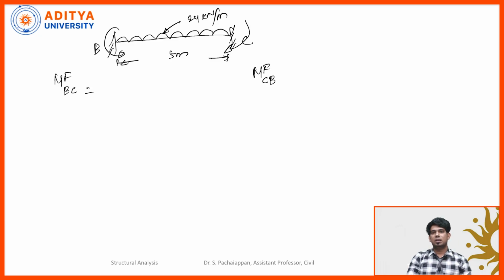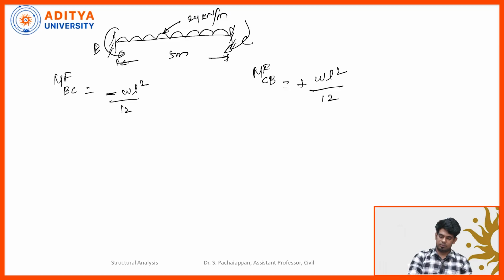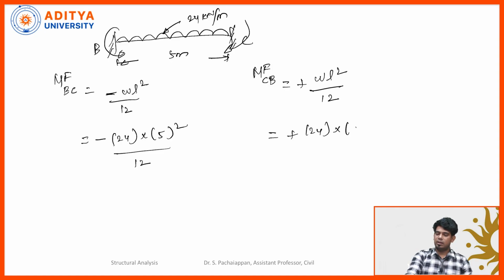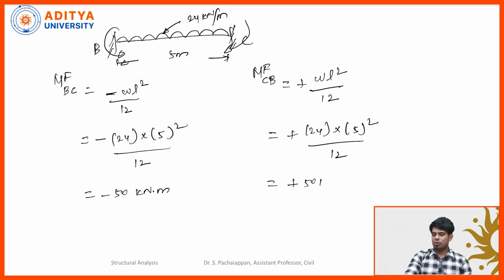The span is 5 meters. Let's write the equation. So this is minus WL square by 12. Here we are going to have, because the clockwise direction is positive, WL square by 12. Let's substitute the value. The intensity of the UDL is 24 and the span is 5, divided by 12. Similarly, here also plus 24 multiplied by L square, 5 square divided by 12. So the value I am getting here is minus 50 kilonewton meter, and here plus 50 kilonewton meter.